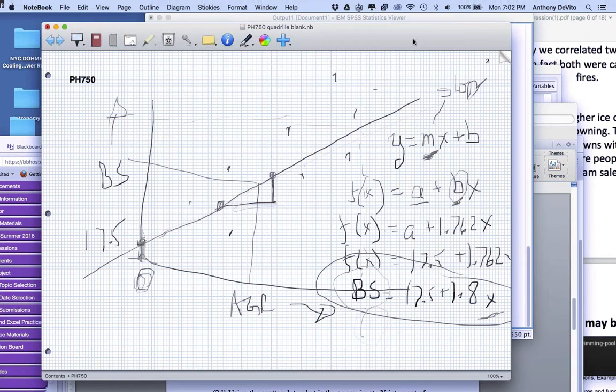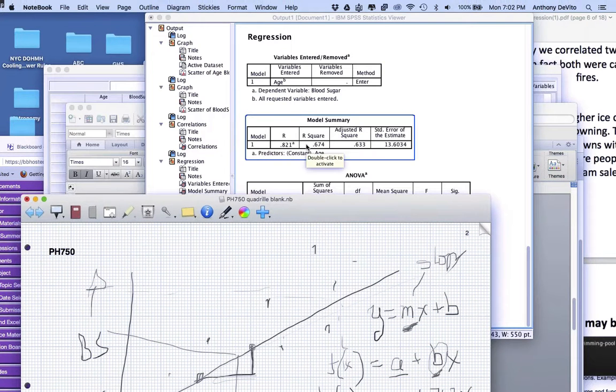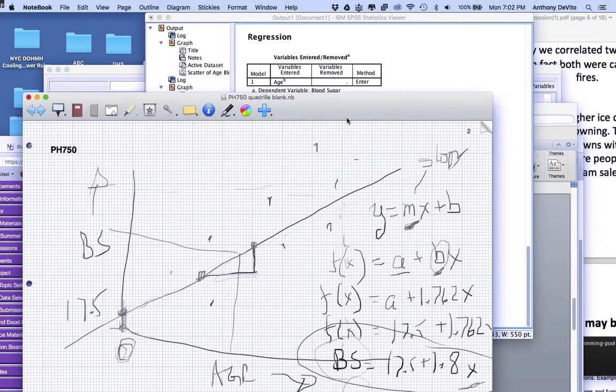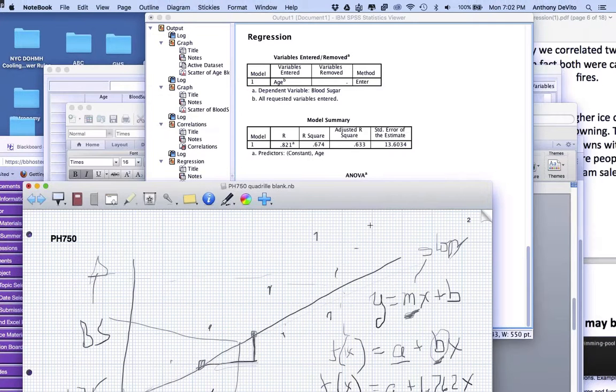Now remember that number we got, that R squared? The reason why that's of interest to us is because it tells us what percentage of the variability in the dependent variable is due to the independent variable. In other words, 64% of the variability in blood sugar is due to age based on our calculations. What does that tell you? That tells you that 36% of the variability is due to other factors.